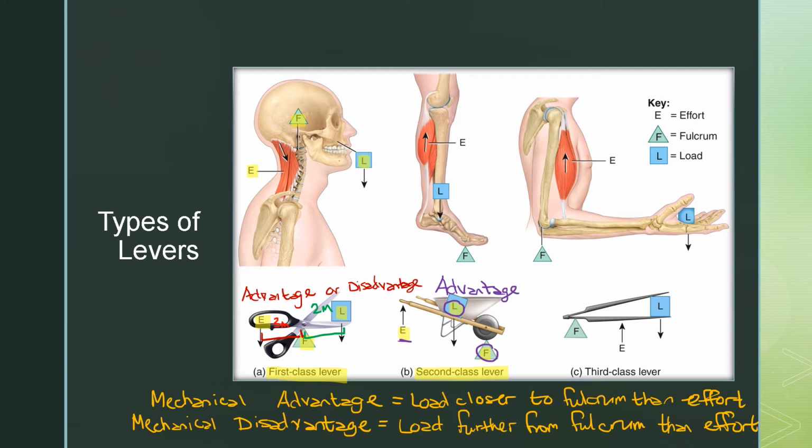Here the fulcrum is your toes, the load would be the weight of your whole body essentially, and the effort looking like your gastrocnemius muscle in your calf here.